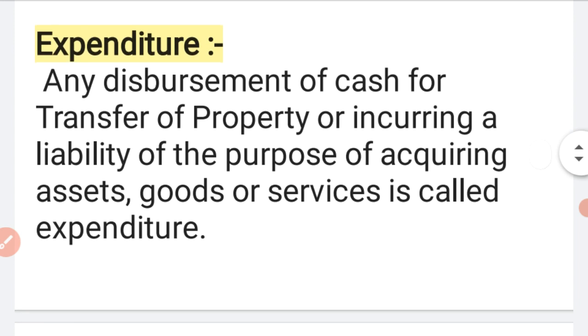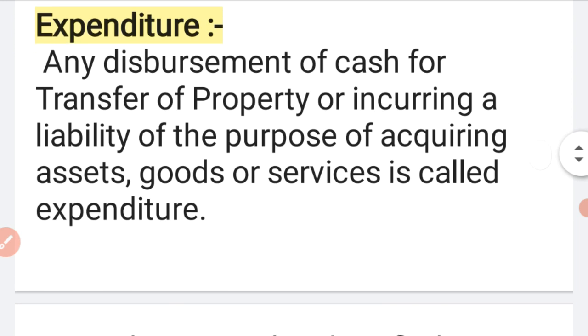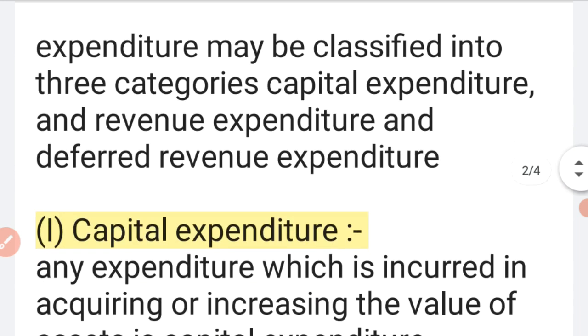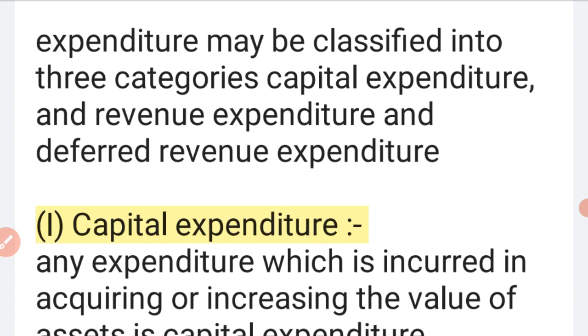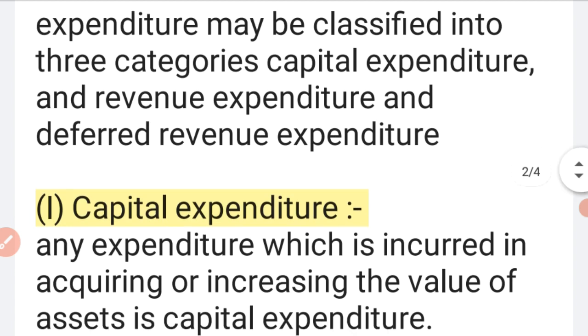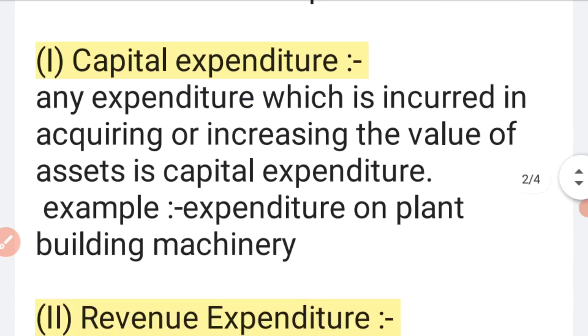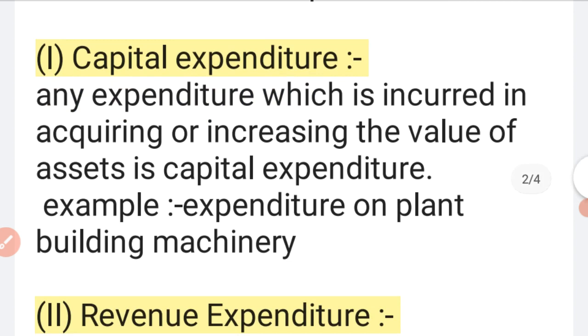But the expenditure can also be classified into three categories: capital expenditure, revenue expenditure and the deferred revenue expenditure. So we will discuss one by one. So what is the capital expenditure?